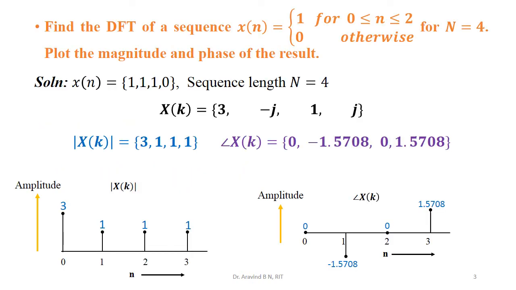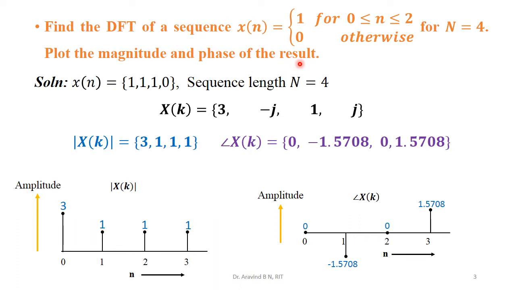Before having a look back into what we had gone through, let us go through this particular calculation. Statement: find the DFT of a sequence x of n is equal to 1 for n 0 to 2, 0 otherwise, for n is equal to 4. Plot the magnitude and phase of the result.